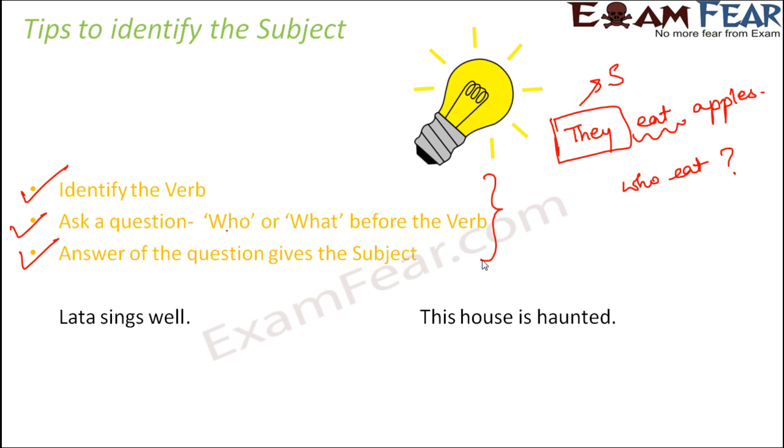Lata sings well. So in this case, what is the verb? So sings is the verb. Now if you add a what or who before the verb, like who sings, what sings. So who sings? The answer would be Lata. So in this case, Lata is the subject. Let's look at this one. This house is haunted. So here what is the verb? The verb is haunted. So who is haunted or what is haunted? This house. Therefore, this house is the subject.